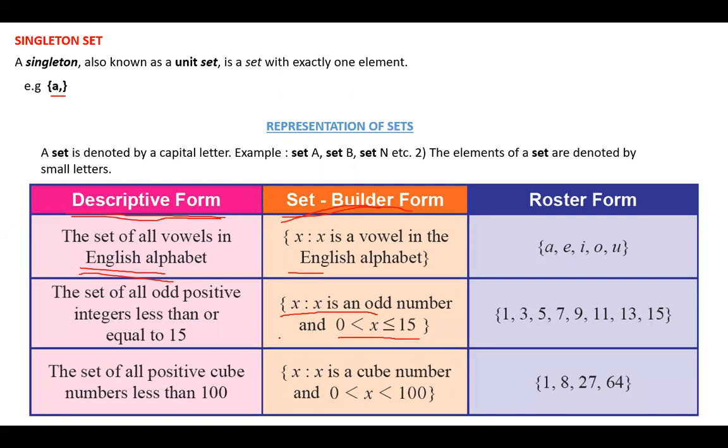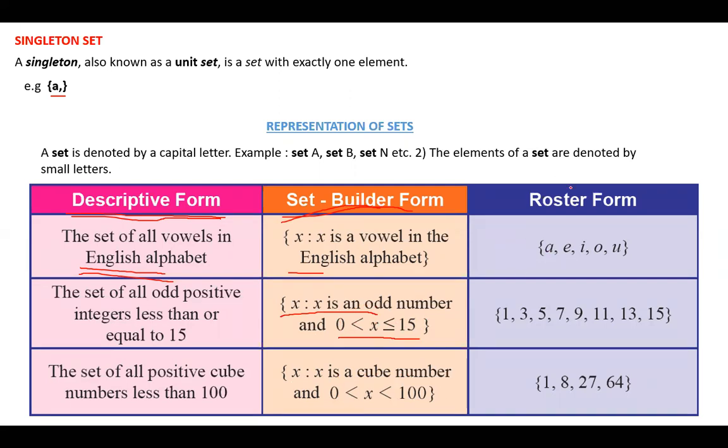Sorry, this "and" simply means this is one set. Or x is an odd number and it ranges from 0 to 15, and then 15 inclusive. So if you want to write this, you can also, anyway, I'll show you when you reach there. The third set here can be written as x is such that x is a cube number and it ranges from 0 to 100.